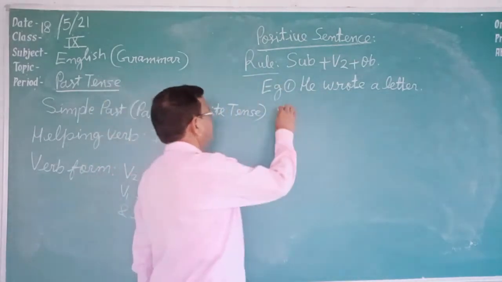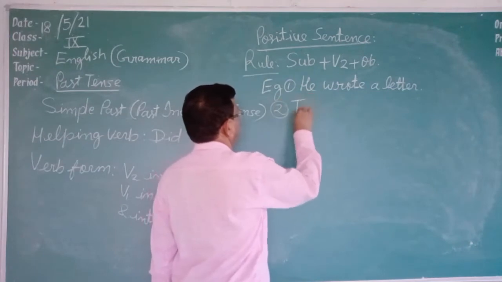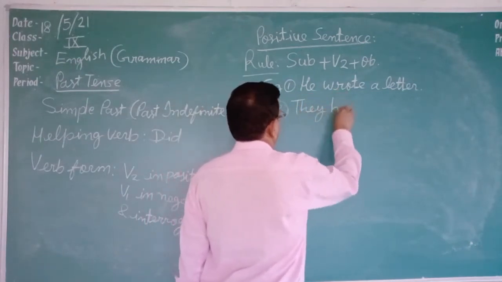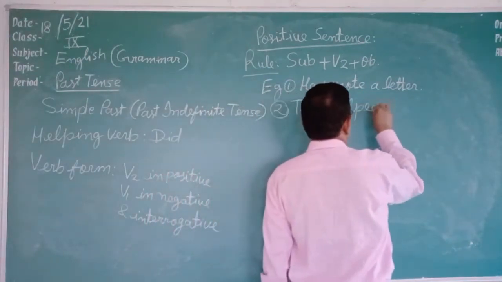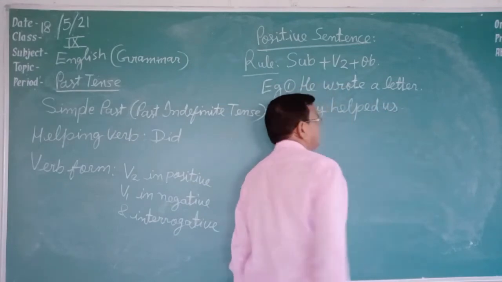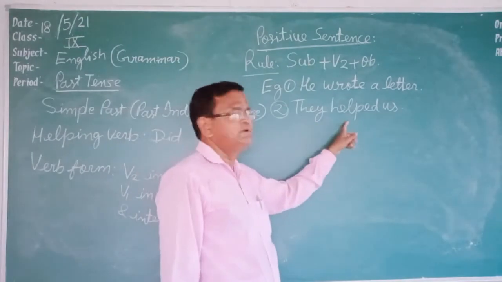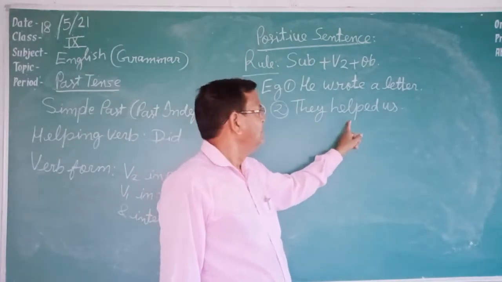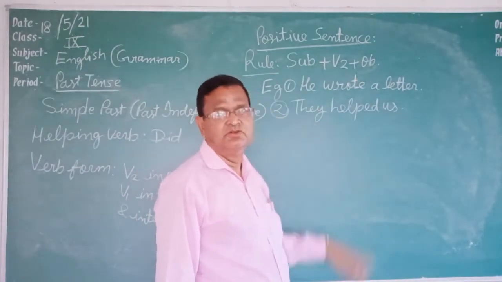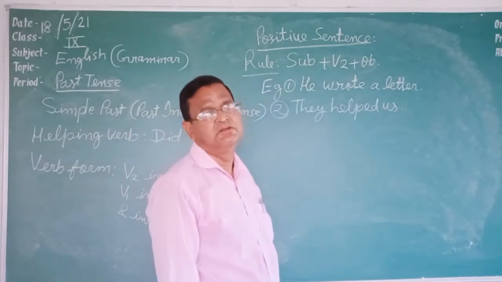One more example you can give. They helped us. They helped us. They is the subject, helped is the second form of the verb help, and us is the object. So it is simple past, positive.